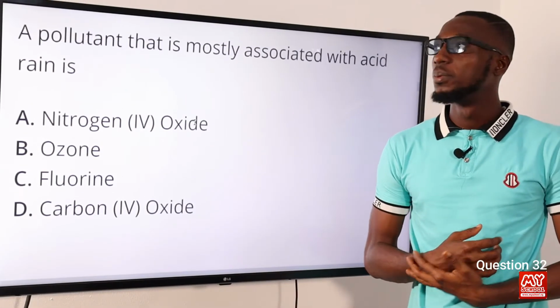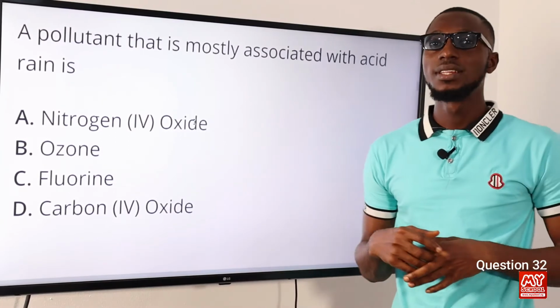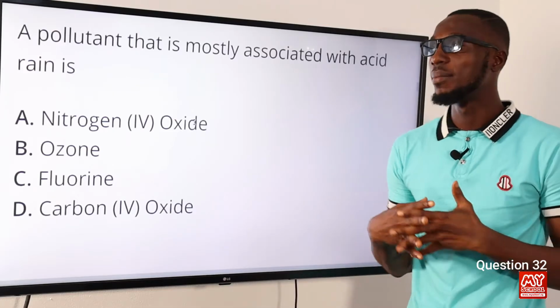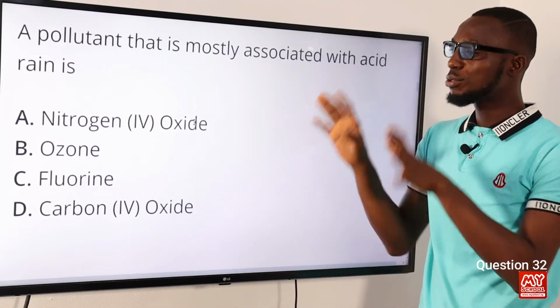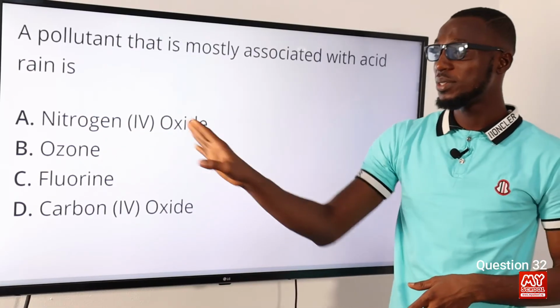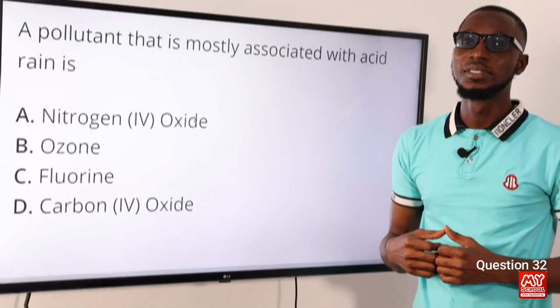Number 32. A pollutant that is mostly associated with acid rain is what? When you talk about acid rain, we're talking about sulfur oxide and nitrogen oxide. If you look through all of the options provided, you will find the most viable option here is nitrogen oxide. Option A is the most viable option.